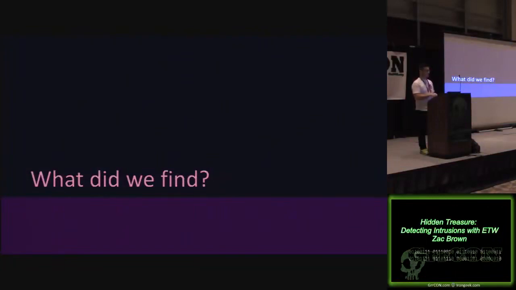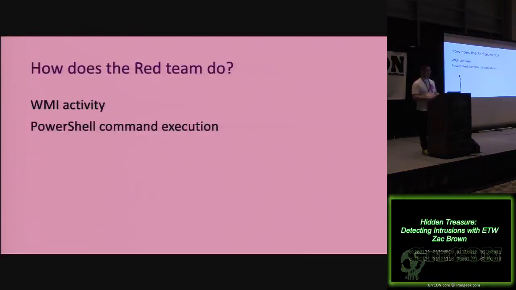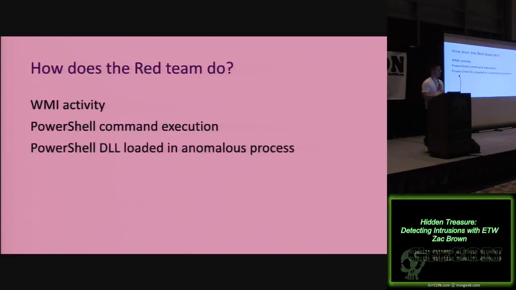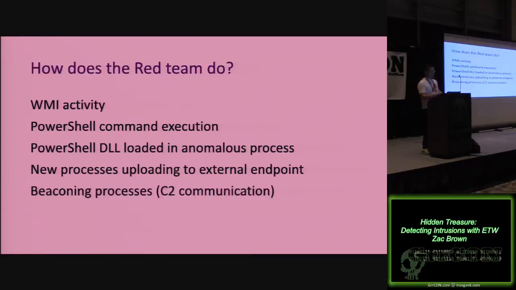So what did we find, right? What did we find in SharePoint Online? What did we find in OneDrive? So how does the red team do? We found them doing WMI things, kind of that example I showed earlier with the process create. PowerShell command execution, so invoke Mimikatz, that sort of thing. PowerShell DLL loaded in anomalous processes. They really, really liked loading PowerShell into winlogon.exe. New processes uploading to external endpoints. And beaconing processes, so C2 communication in this case.